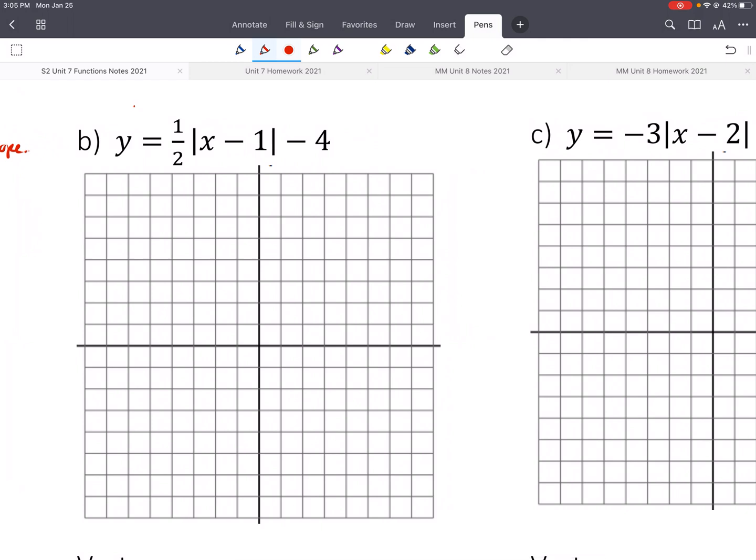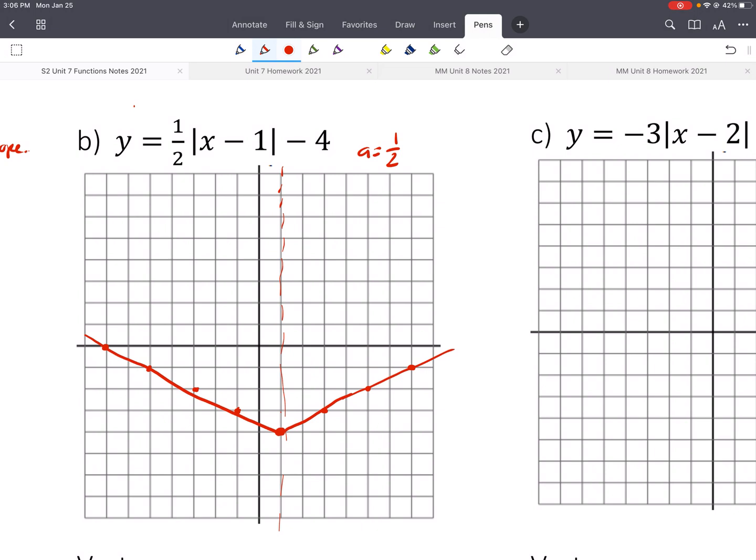We can do these other ones too, if you would pause and give these a try. Here our vertex is (1, -4), so that's right here. Our a value is 1/2, and that's our slope, so we go rise over run, up 1 over 2, and we only use the right side. Again, we have this axis of symmetry, and we mirror it over to the opposite side. Something like that.